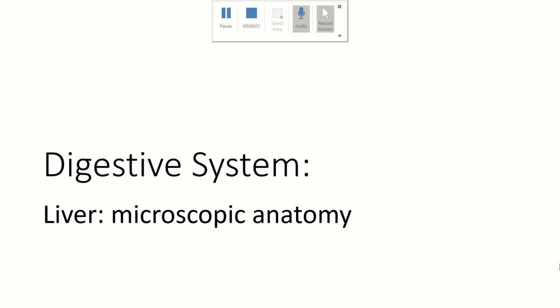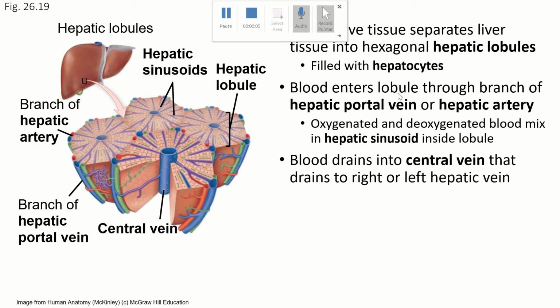So what does the inside of the liver look like? Well, it looks very different from the rest of the digestive system because remember, it's not part of the gastrointestinal tract. It's an accessory organ. It's a filter. So the structure, the histology is going to be very different.